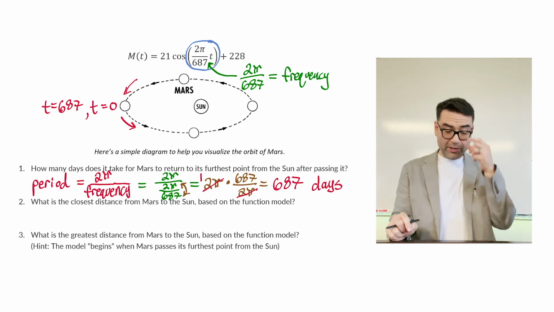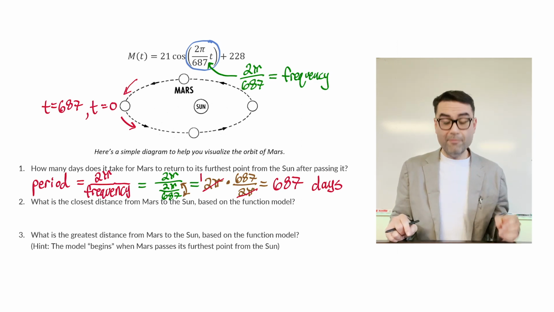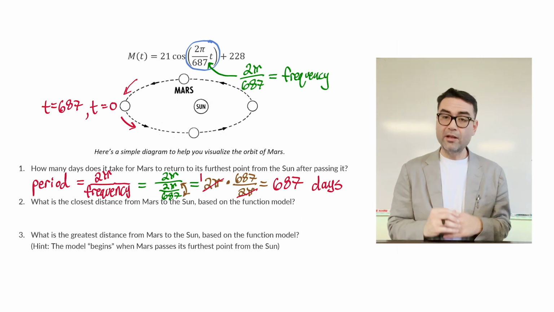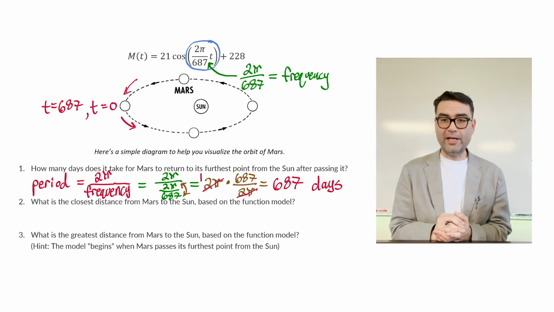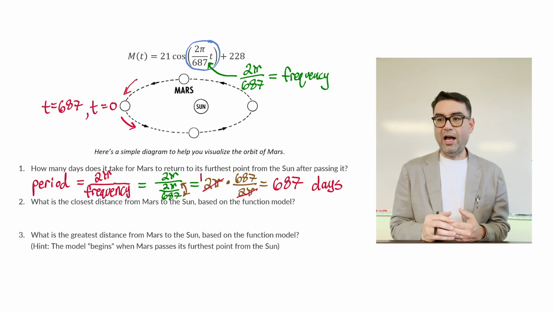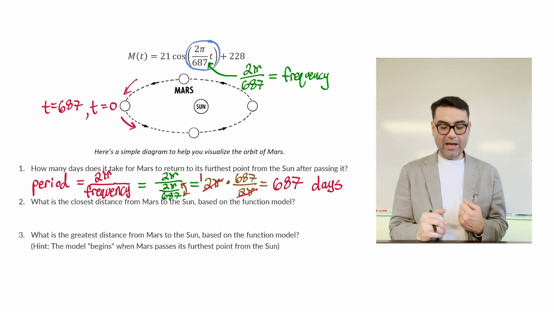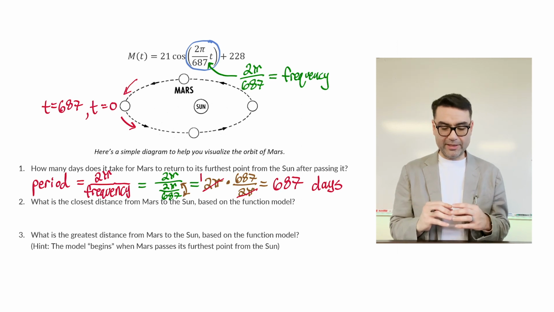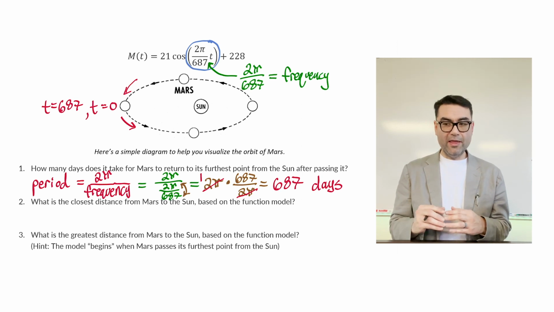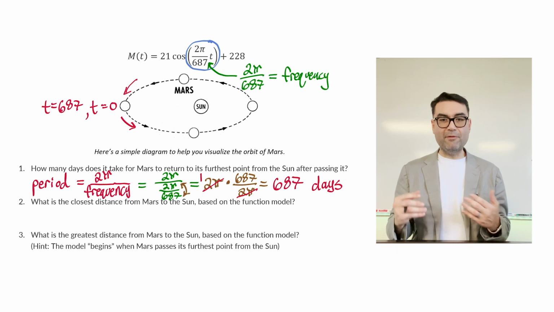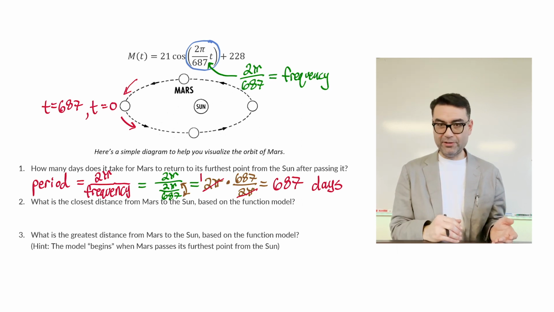Okay, number 2, what is the closest distance from Mars to the sun based on the function model? So here's where it helps to know a little bit more about sine and cosine. Sine and cosine have features known as maximum, minimum, and a midline. And why it's useful to connect all three is that if you know the midline, then you should be able to figure out its maximum and minimum based on something called the amplitude of the function.